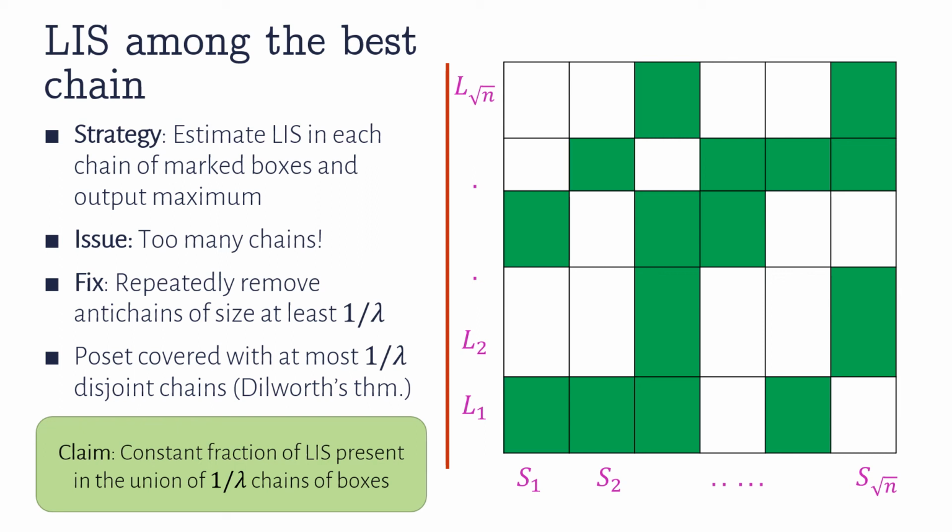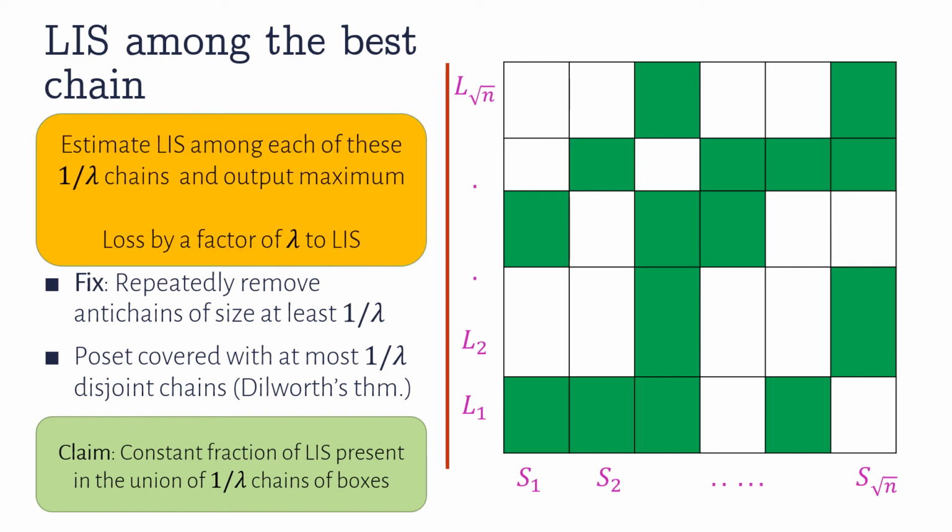And we prove in the paper that a constant fraction of LIS is still present in the union of these 1 over lambda chains of boxes. That even after this antichain removal, we still have a considerable amount of LIS left. And now we simply estimate LIS among each of these 1 over lambda chains and output the maximum. And this can be done. We will see how. During this procedure, we incur a loss by a factor of lambda to the LIS, which constitutes our approximation guarantee.